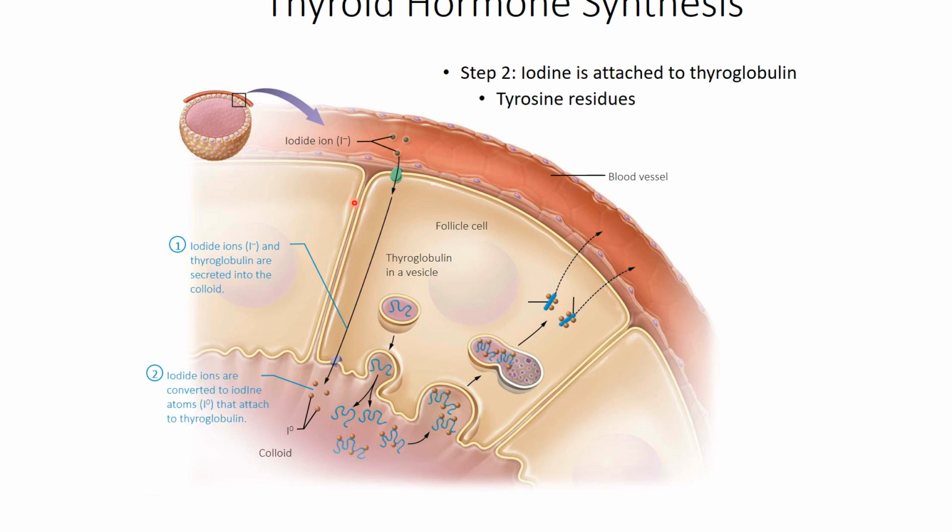Now, the second step of this process is, well, first of all, we convert iodide into iodine. Okay. And then we attach these iodine molecules to the thyroglobulin molecule, to the tyrosine residues. So, like I said before, the thyroglobulin is made up of a bunch of tyrosine residues, so the amino acid tyrosine is present in there.